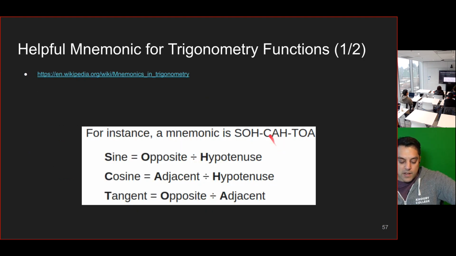And again, the mnemonic is this. If you ever need to remember, of course, you can look these things up. SOHCAHTOA. Just look at the first letters. SOH, for sine, is opposite over hypotenuse. CAH is cosine, adjacent over hypotenuse. And TOA, tangent, is opposite over adjacent. So that's the idea with this one.